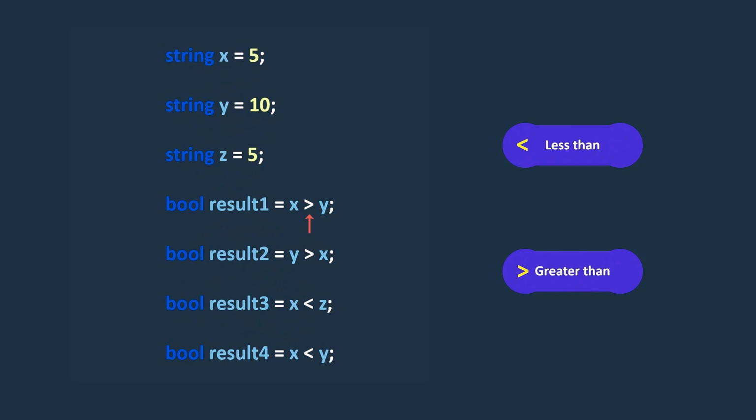Greater than operator checks if the left operand is greater than the right operand. On the other hand, less than operator checks if the left operand is less than the right operand. In these examples, since 5 is not greater than 10, the value of result 1 would be false. But the value of result 2 would be true since 10 is greater than 5. Okay, both x and z have the same value of 5, so x is not less than z, and result 3 would be false. On the other hand, 5 is less than 10, so result 4 would be true.